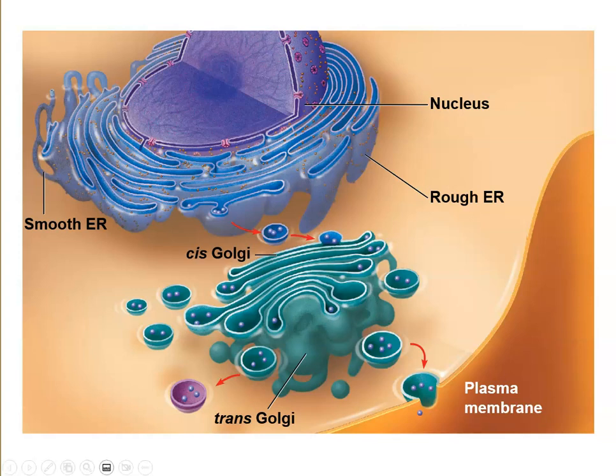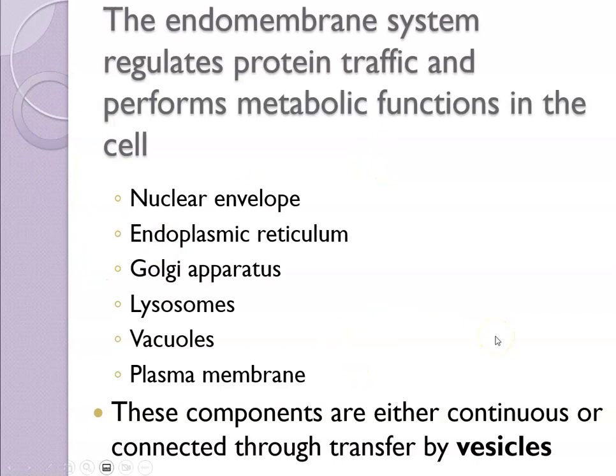So this is an overview of the endomembrane system. It includes the nuclear envelope, the endoplasmic reticulum, both rough and smooth, Golgi apparatus, lysosomes, vacuoles, and the plasma membranes. And these components are either continuous, connected with membranes, or through transfer by vesicles, which are surrounded by membranes. And hence, this is why these series of organelles are called the endomembrane system.